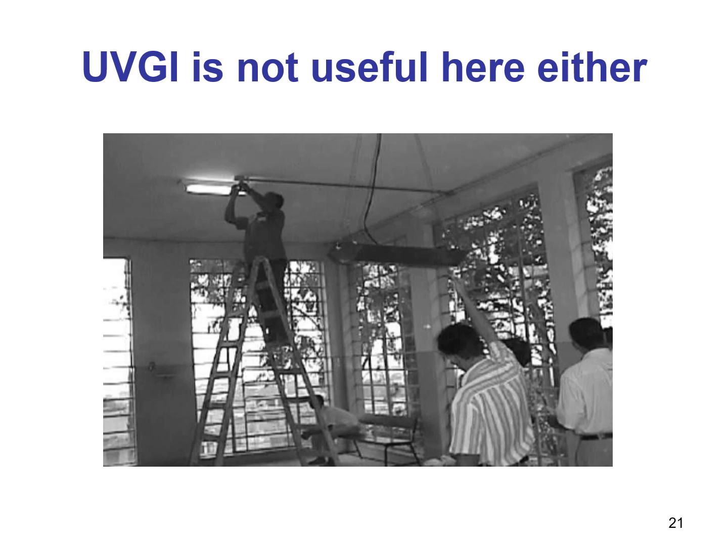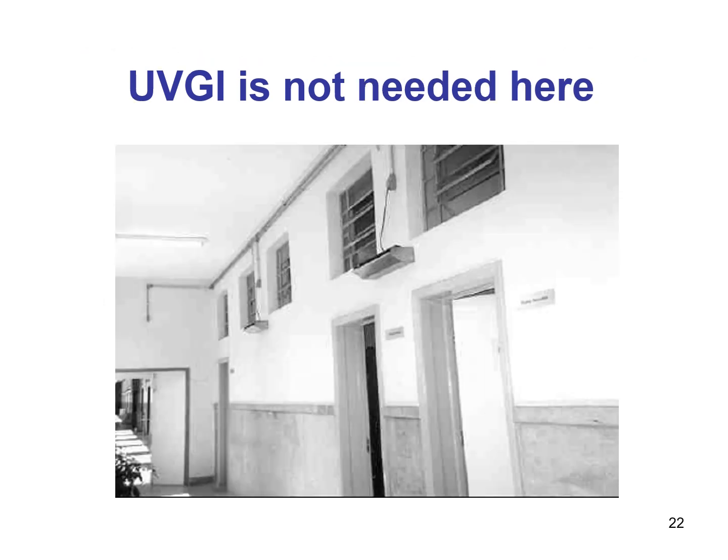This is a picture of upper room UVGI being installed in a recreation room with large windows on three sides. Given the amount of natural ventilation, UVGI is not needed here. Here is another upper room UVGI device. UVGI is not needed here. The patient rooms are to the right, the photographer is standing in the corridor, and there are many large open windows on the left.